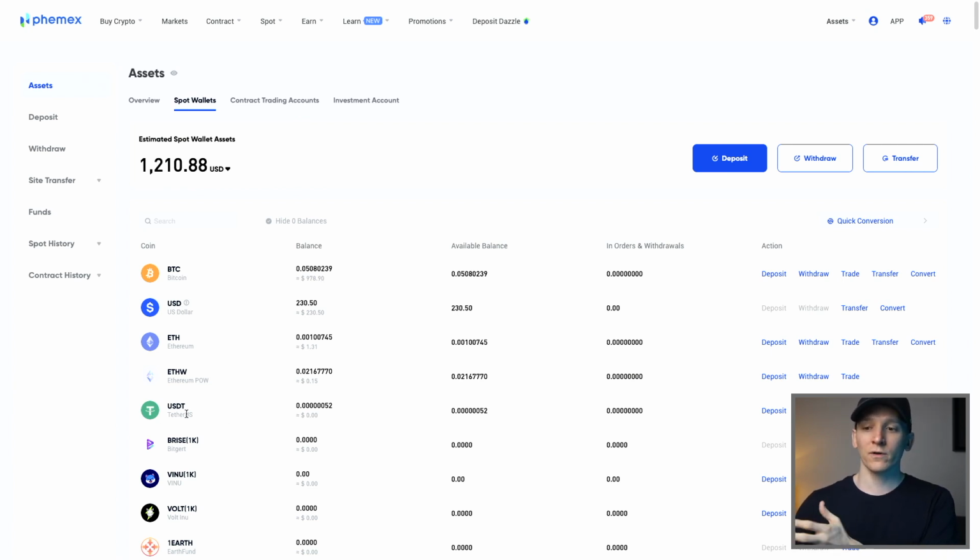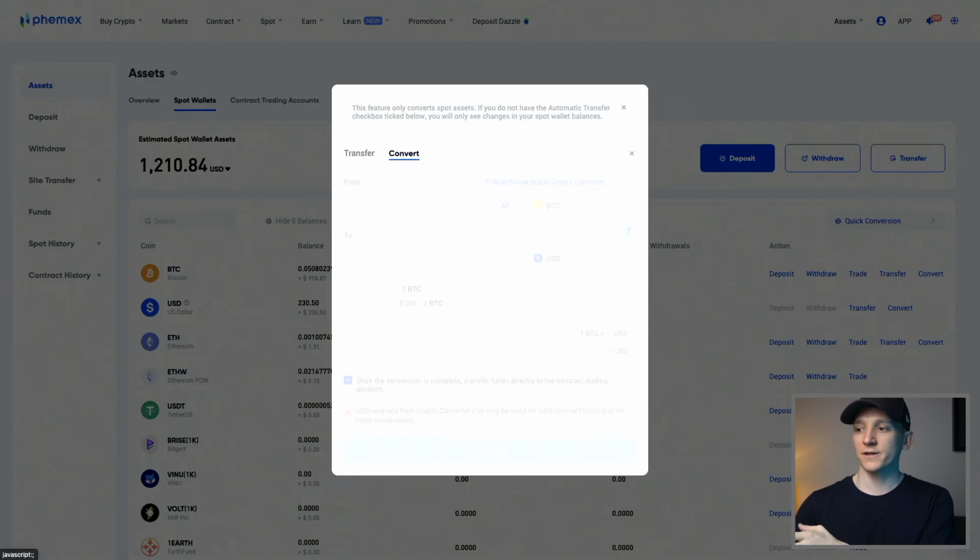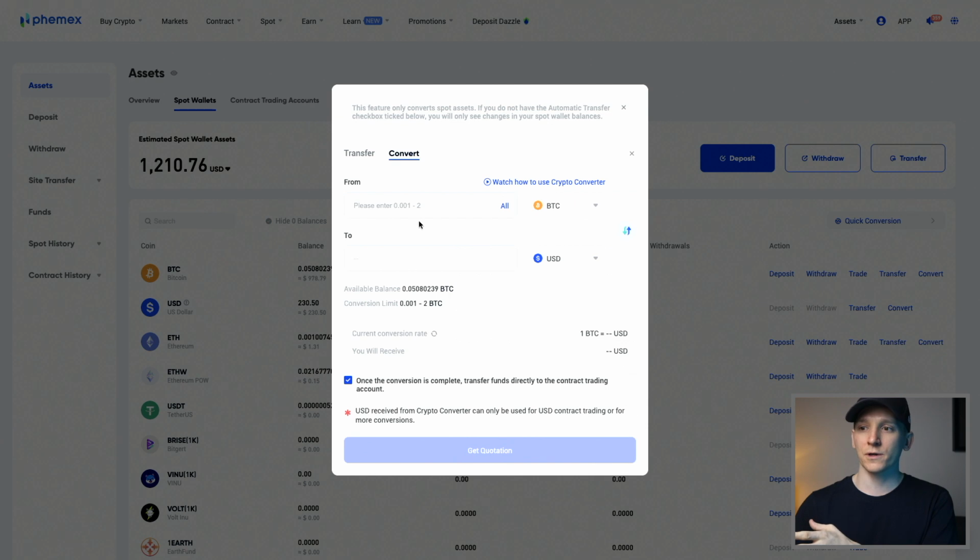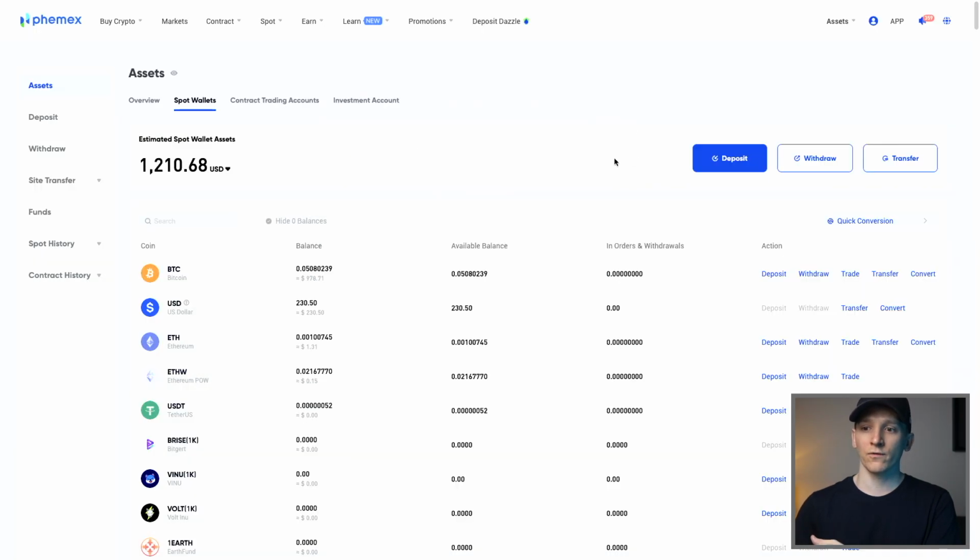If you have some US dollar tether here, you can go over to convert on the right hand side. That's just above my head here, but this is the option when you press convert. Then you can switch it and convert it straight into what they call USD. That's going to be a 1-for-1, and I don't think there are any charges there. It's literally just straight into USD because it's going from one to the other. That is what you use to actually go ahead and trade in the contract market, as Phemex call it.